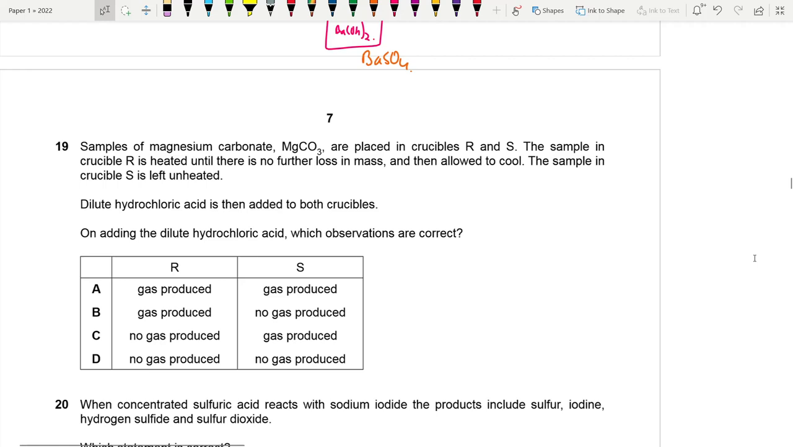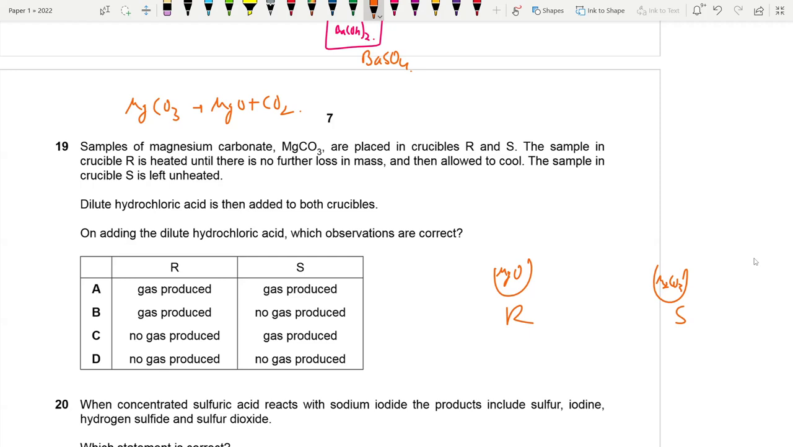19. Samples of magnesium carbonate are placed in crucibles R and S. The sample in crucible R is heated until there is no further loss in mass and then allowed to cool. So basically R was heated. Magnesium carbonate was broken down to form magnesium oxide and carbon dioxide. The sample in crucible S is left unheated. Dilute HCl is added to both the crucibles, right? So this is R and this is S. We have magnesium carbonate here and we have magnesium oxide here.